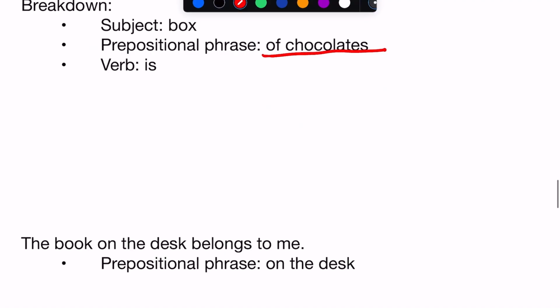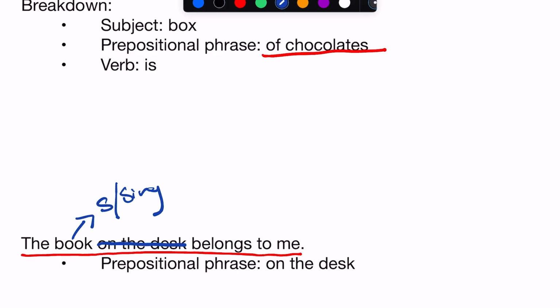Let's look at another one here. The book on the desk belongs to me. The prepositional phrase here would be on the desk. We just ignore that. So the subject here is book, it's singular, and then it matches with belongs because it has the S here. Singular means the verb should have an S.